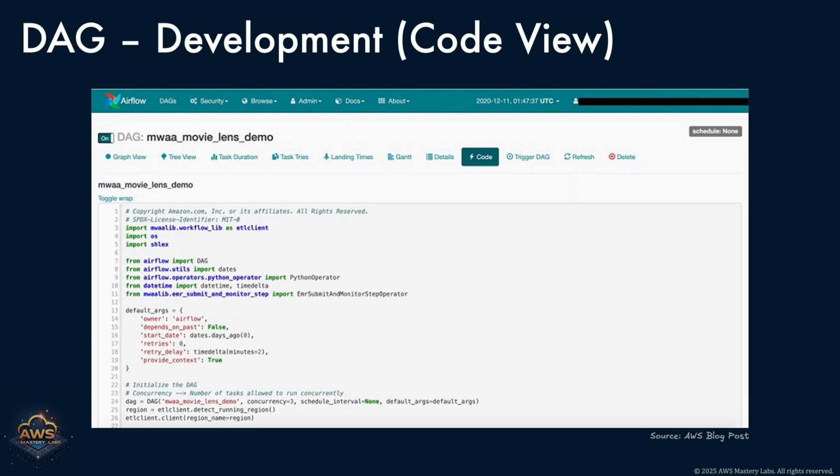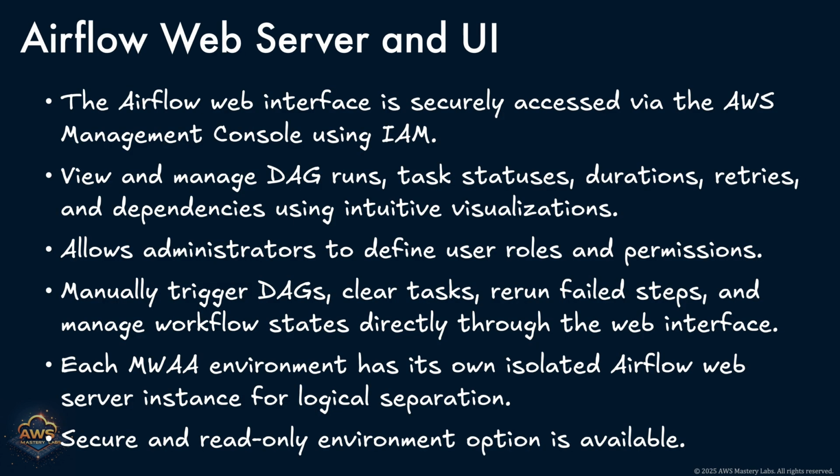This illustration is the code view of the visual representation in the previous slide. The Airflow web server is the primary user interface for interacting with workflows in Amazon MWAA, offering a rich, browser-based experience for monitoring, debugging, and managing DAGs. Accessing the web server in MWAA is simple and secure.